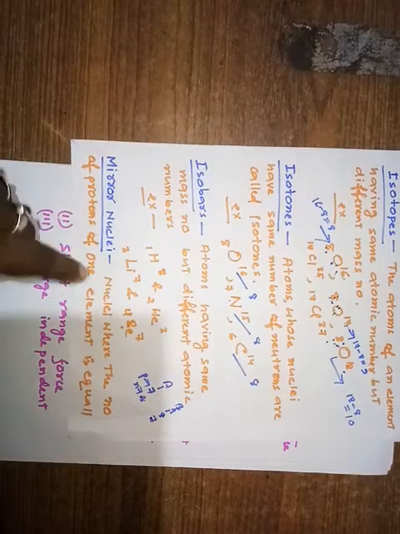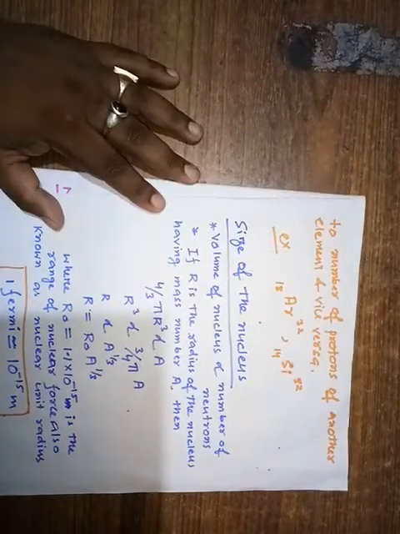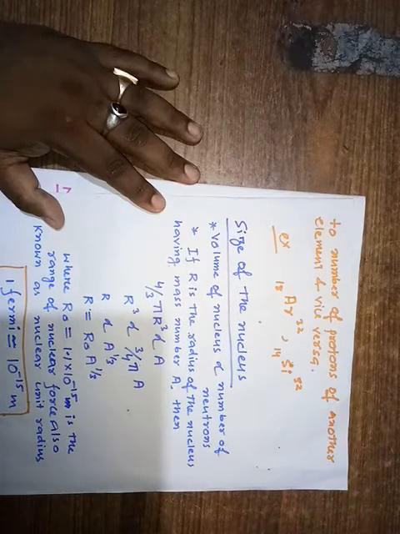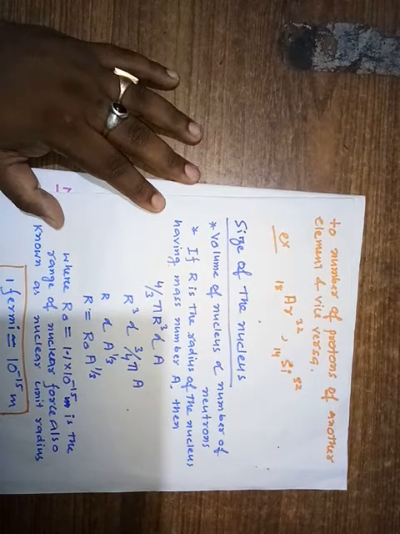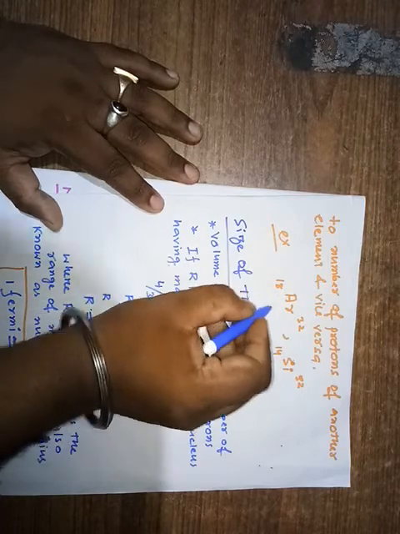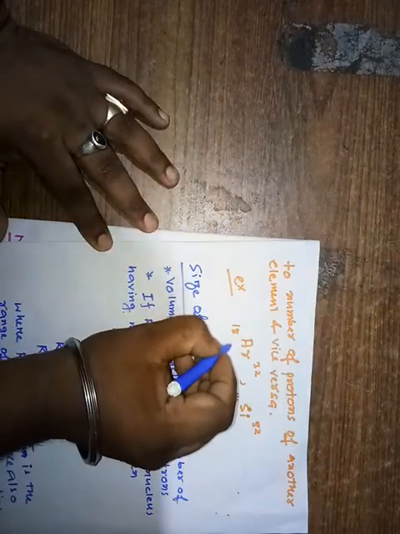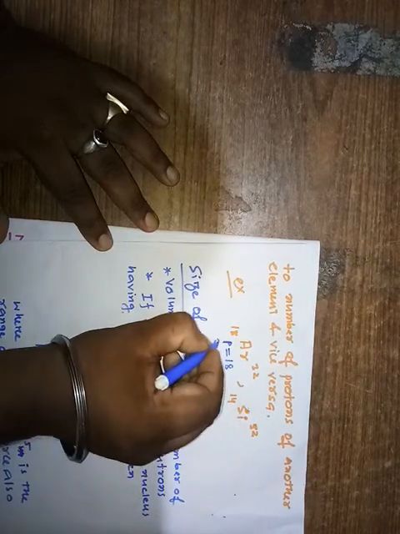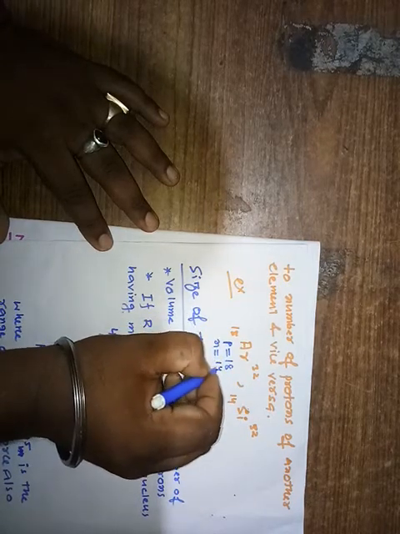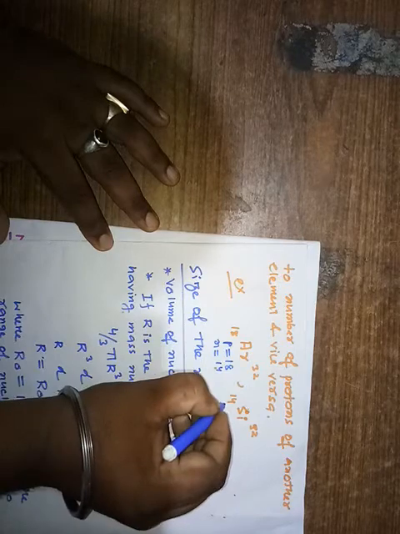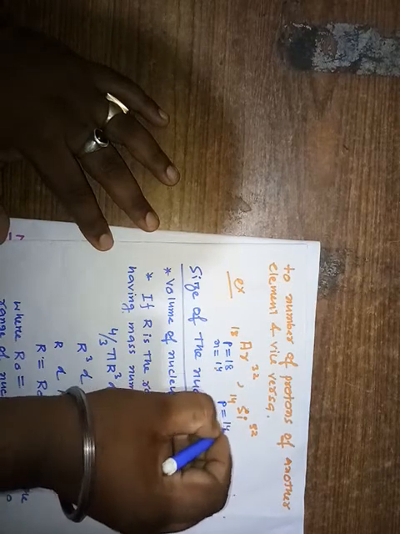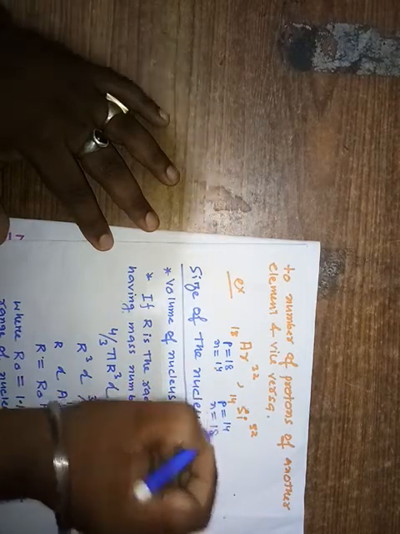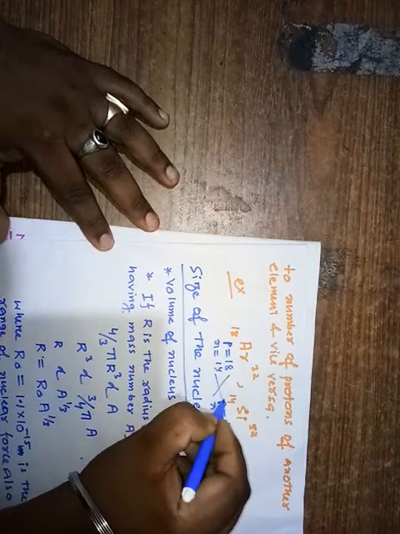Nuclei where the number of protons of one element is equal to the number of neutrons of another element, and vice versa. For example, argon-32 (atomic number 18) and silicon-32 (atomic number 14). So for argon-32, the number of protons is 18. What is the number of neutrons? It is obviously 14, right? For silicon, the number of protons is 14. What is the number of neutrons? 18. So is it okay?